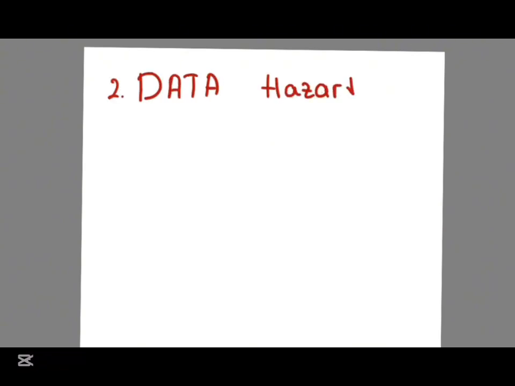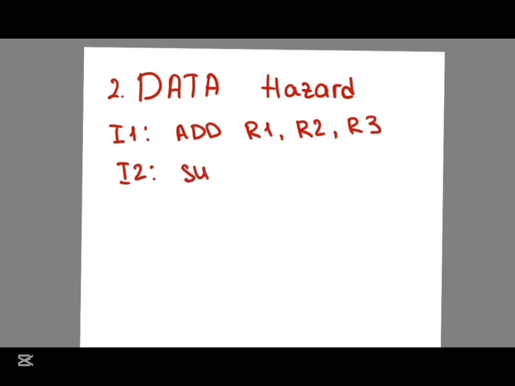The second and most important type is the data hazard. A data hazard occurs when an instruction depends on the result of a previous instruction. There are different types of data hazards, but the most common one is read after write, also known as RAW.